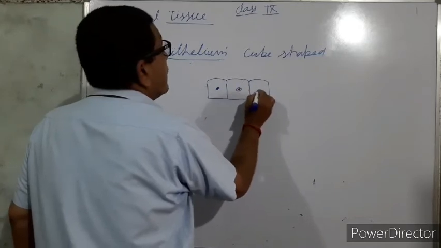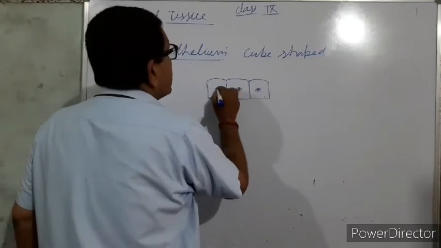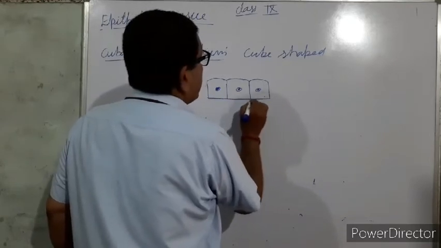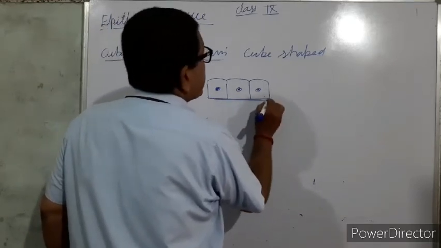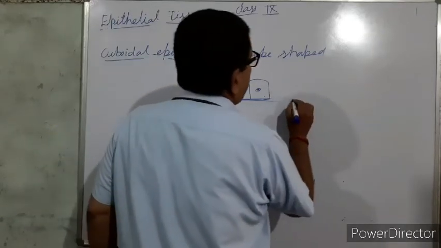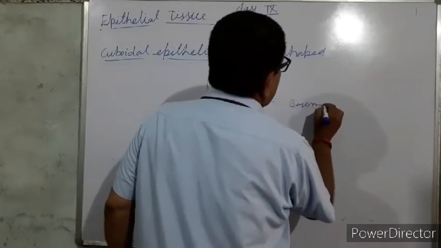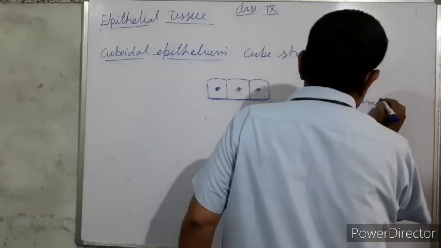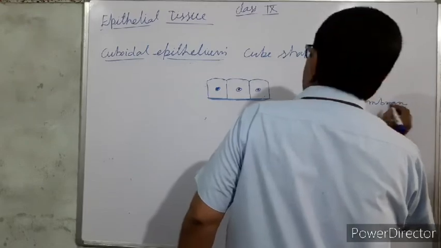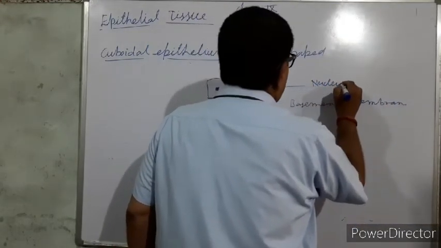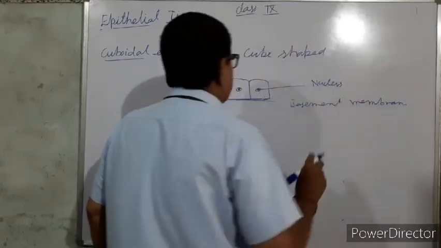With a centrally located nucleus. So this is the road on which it is kept, and this is called the basement membrane, and this one is the nucleus.